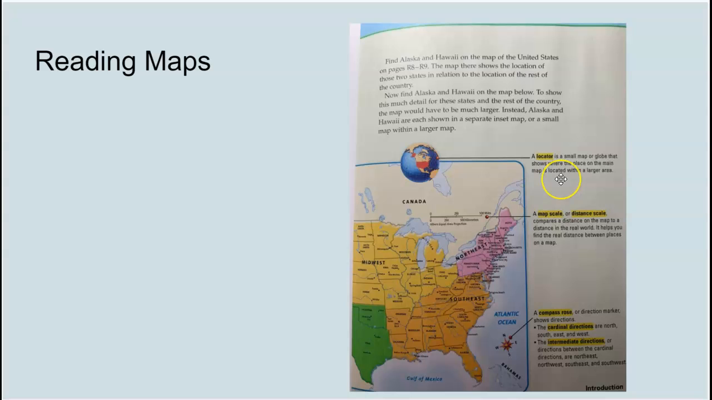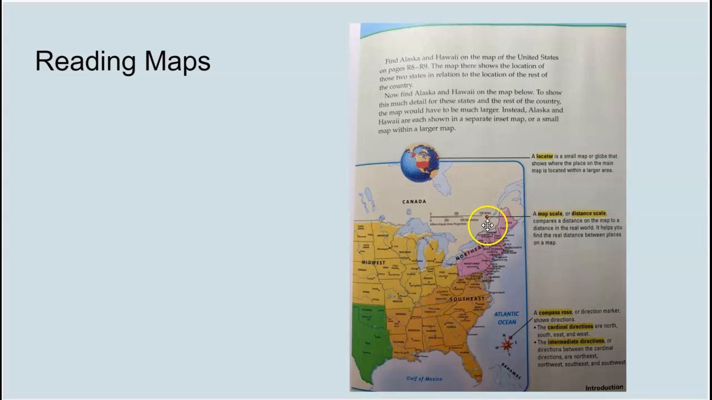So here we have a locator, and you're going to notice here's a map of the globe. And what they did was they highlighted in red where the United States is located. So, oh look, where it's located, where it can be found. This is a locator. A locator is a small map or globe that shows where the place on the main map is located within a larger area.